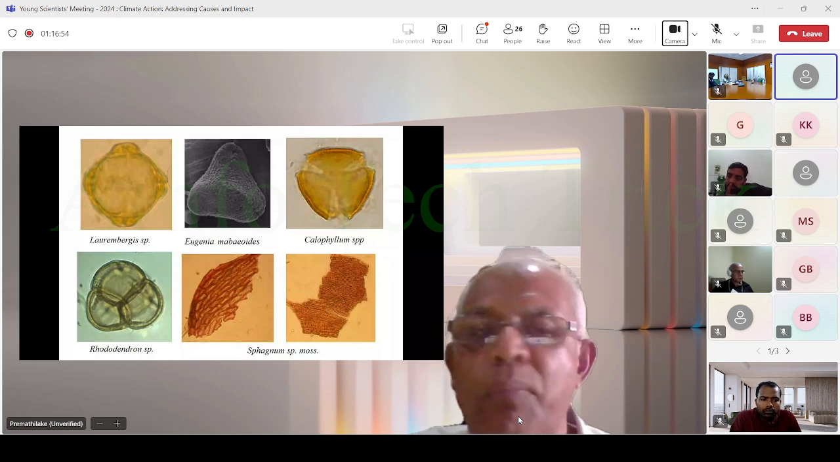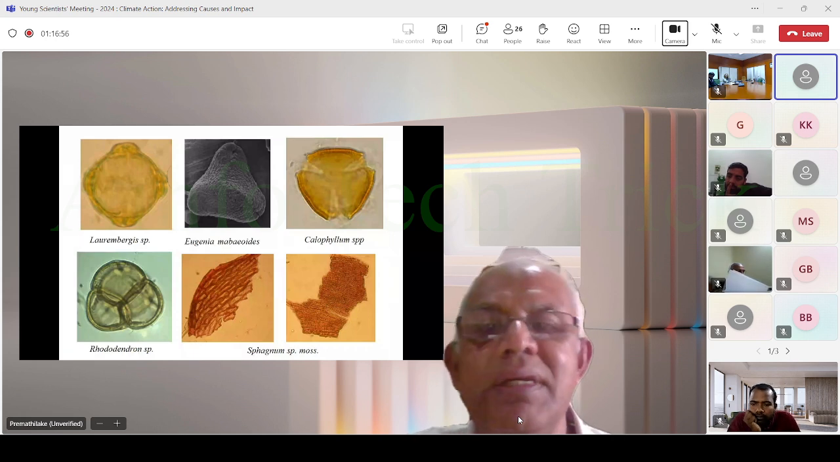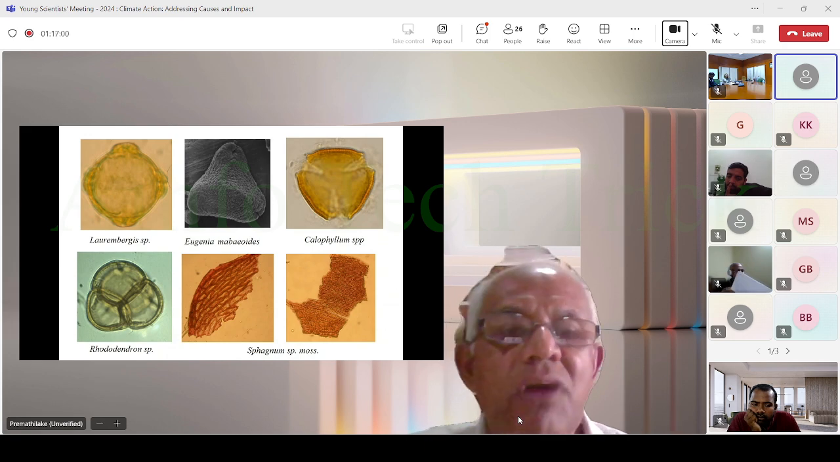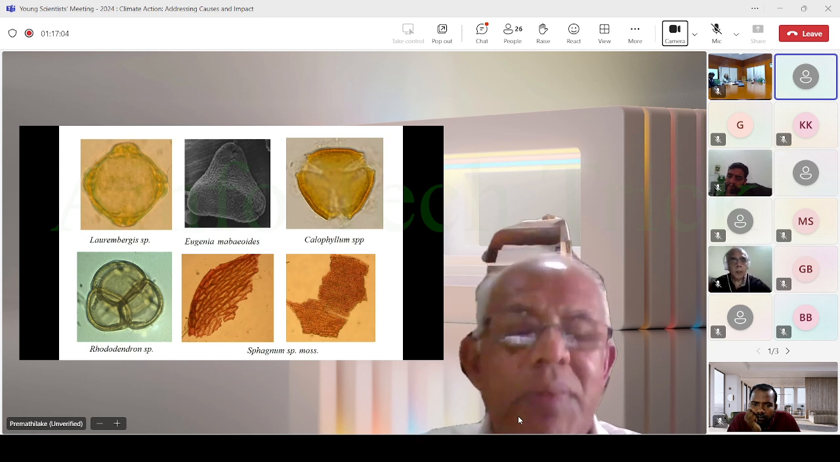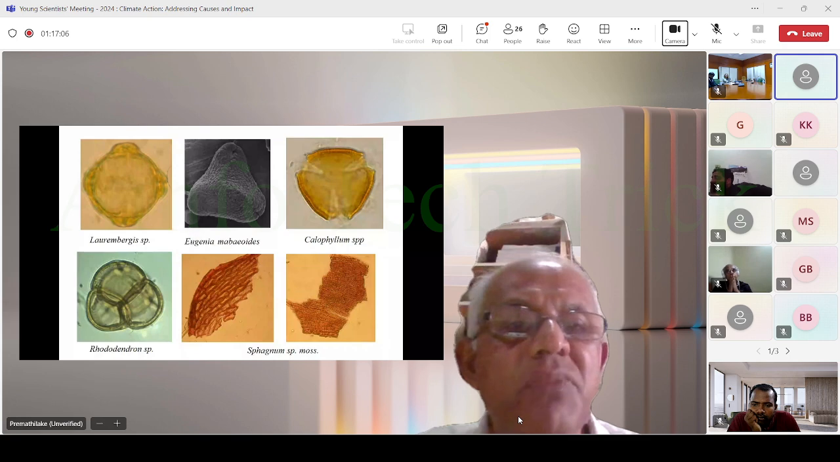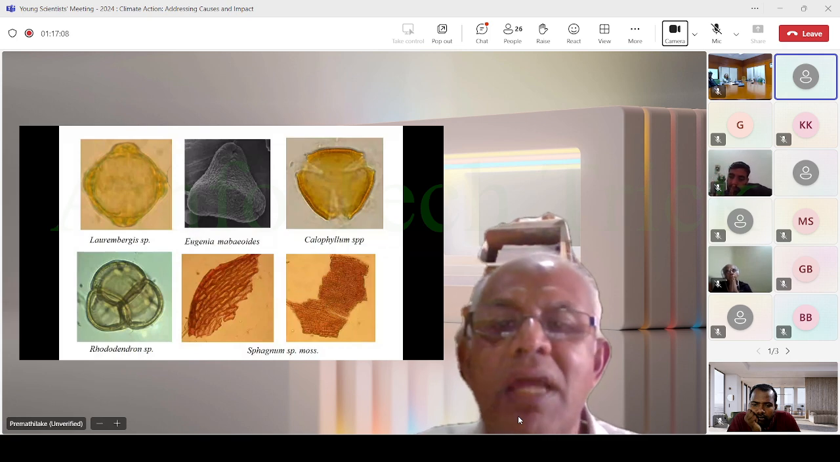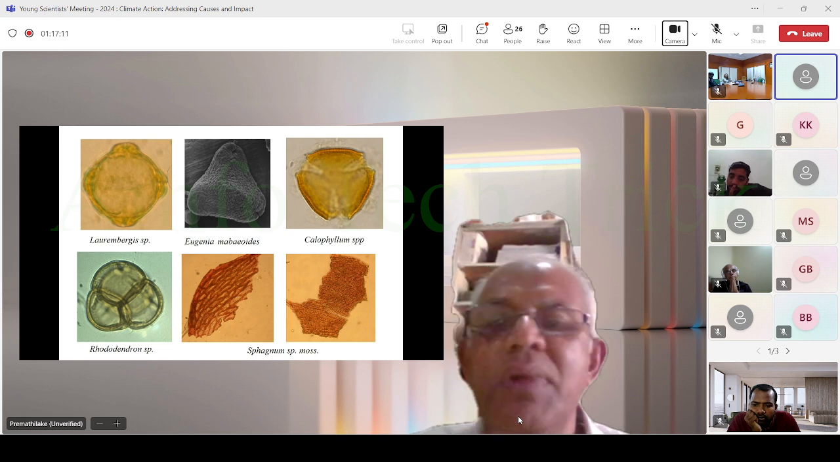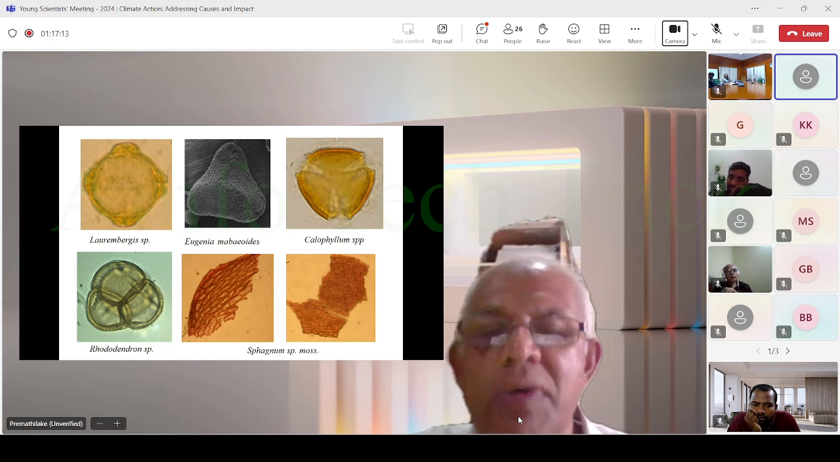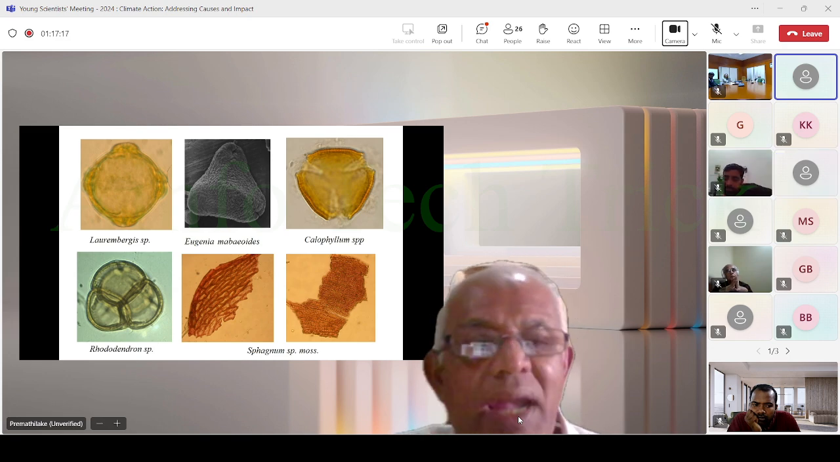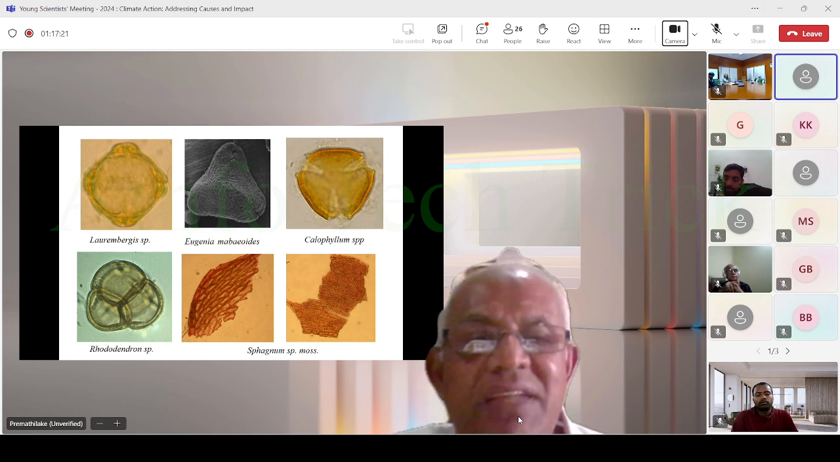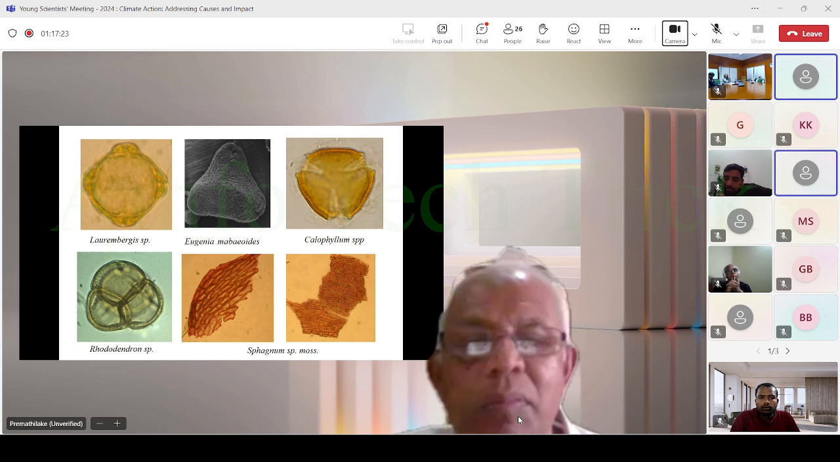These are the main pollen types that we found: Lorambergia, Eugenia, Calophyllum types, which are very indicative of climate factors. For example, the Calophyllum, which is one of the dominant tree species growing in the montane rainforest, is very much indicative of climate. And Eugenia also the same. Lorambergia is an aquatic plant, which is also very much indicative of the hydrological system. And the rhododendron and the sphagnum moss, which is very sensitive and very much indicative of climate change. So that's what we use to measure climate change.